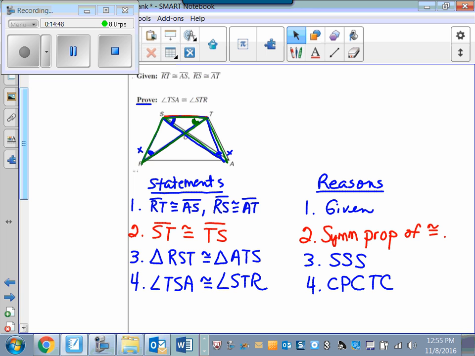So there you go, a couple of proofs to help you work with congruence and overlapping triangles. Our last lesson of the unit will be on isosceles, equilateral, and right triangles and proving them congruent. And we'll see you then.